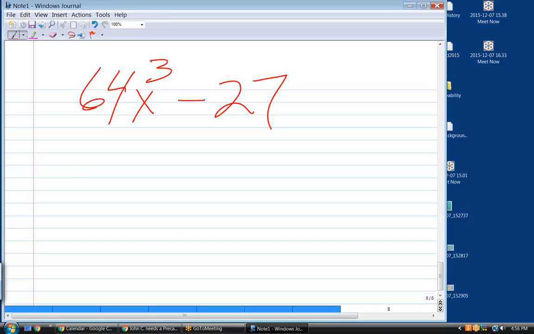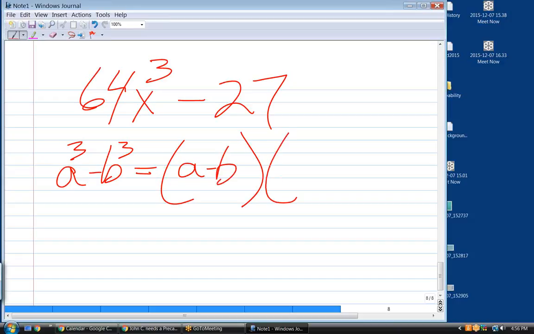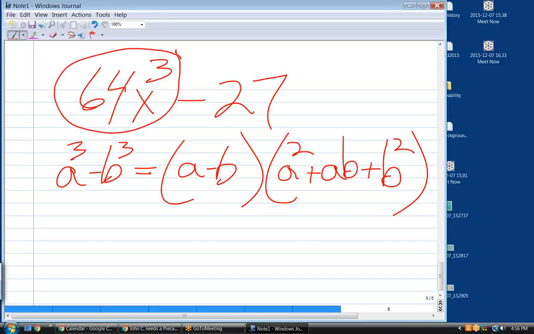Okay, so we know that difference of perfect cubes factors this way. How does it factor? A minus b, times a squared plus ab plus b squared. The sign is always opposite this sign, no matter what we're doing. And it's always plus on the third term. Notice that that's a square, a cubed right there.